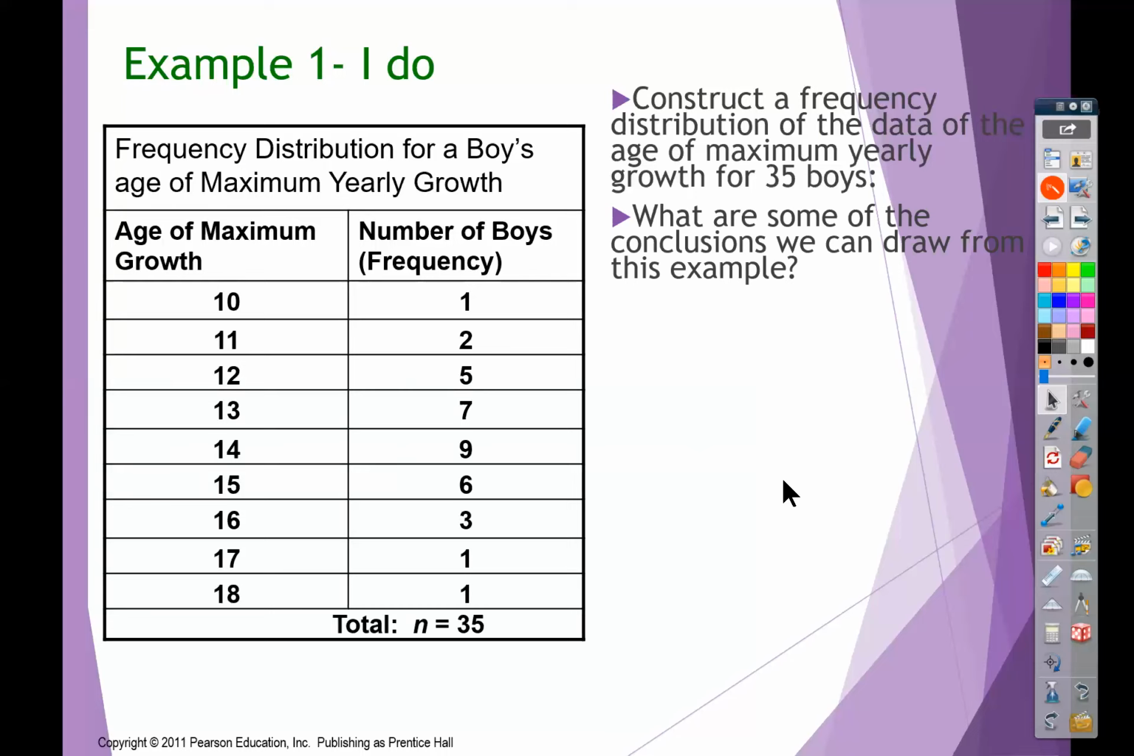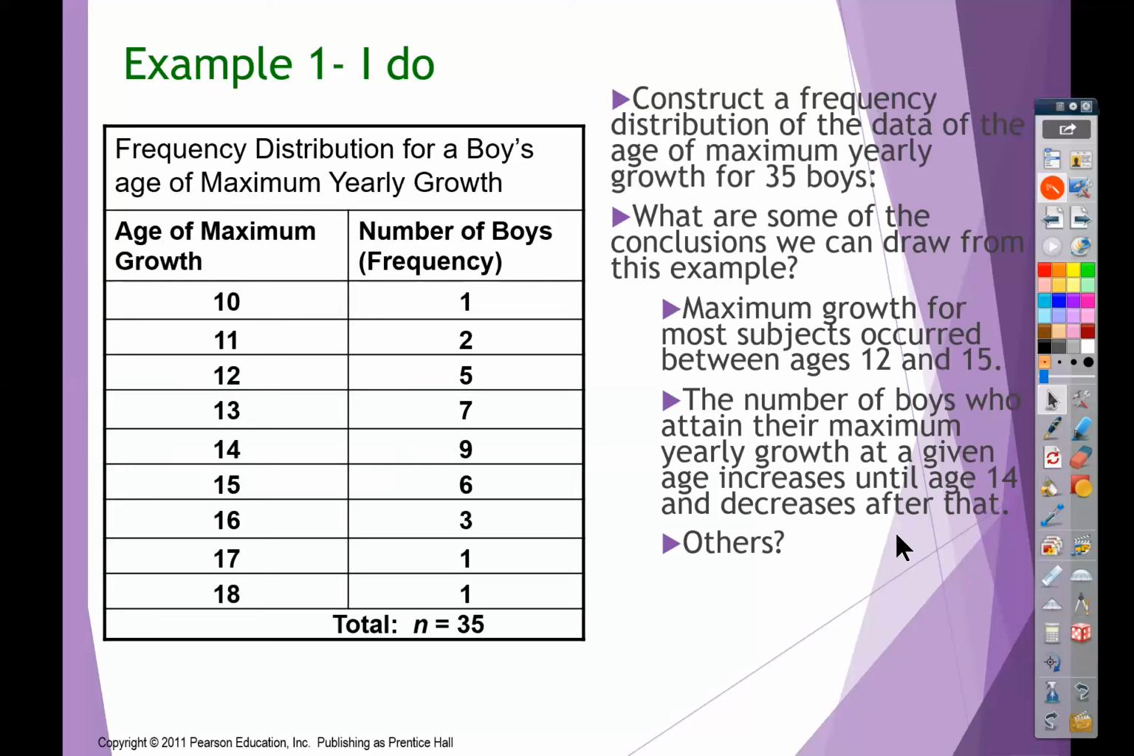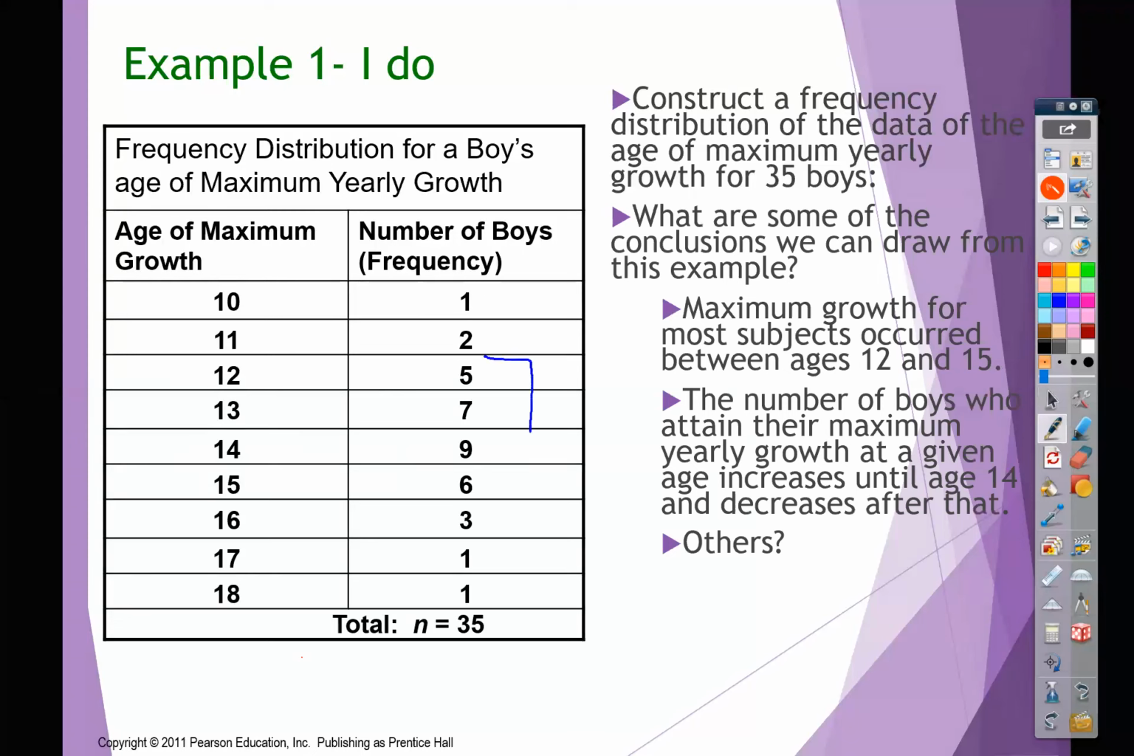So what are some of the conclusions that you can draw from that example? Well, one of them is the maximum growth occurred for most subjects between the age of 12 and 15. So you can see right here, between the ages of 12 and 15, that is where most of the boys grew. So there's only 3 that grew at ages 10 and 11, and 5 that grew 16 through 18. Most of them are growing between 12 and 15 years old.